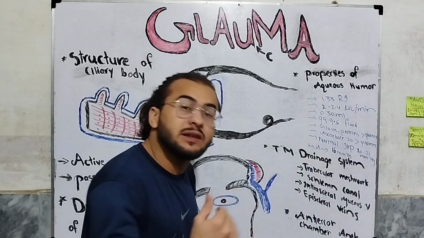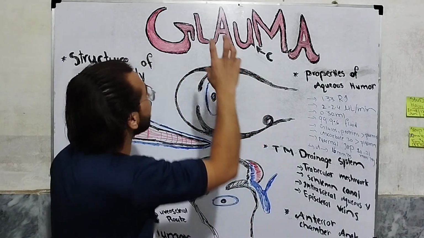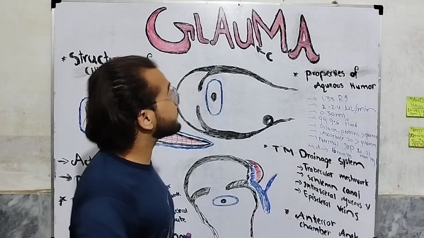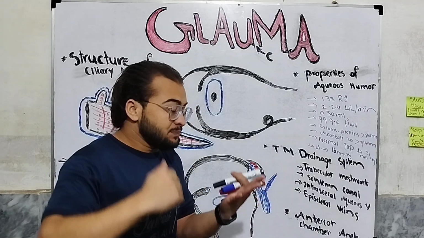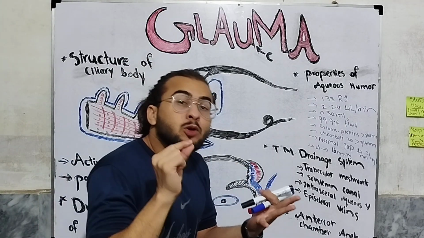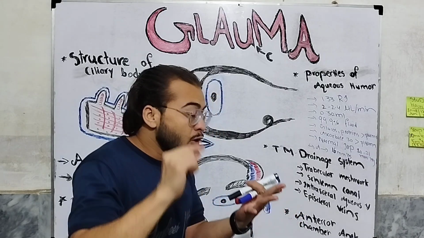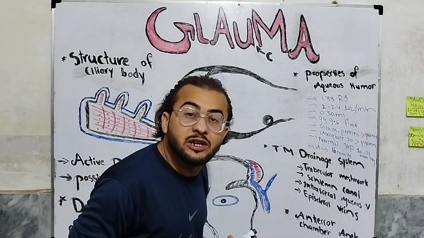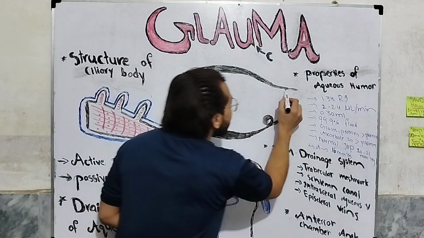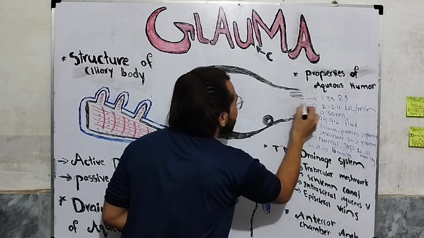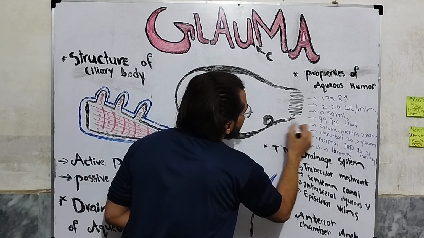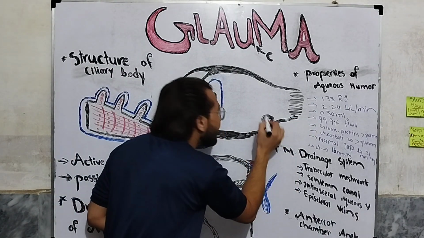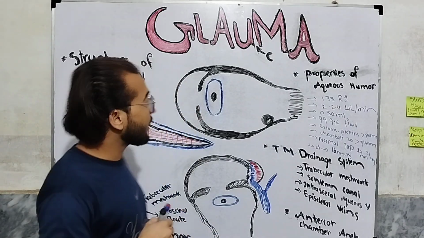As we have started the series on the eye, in this series we have reached the chapter on glaucoma, which is a very important chapter. So what is glaucoma? Glaucoma is a progressive optic neuropathy, an optic nerve disorder, which is associated with optic disc changes and visual field defects.